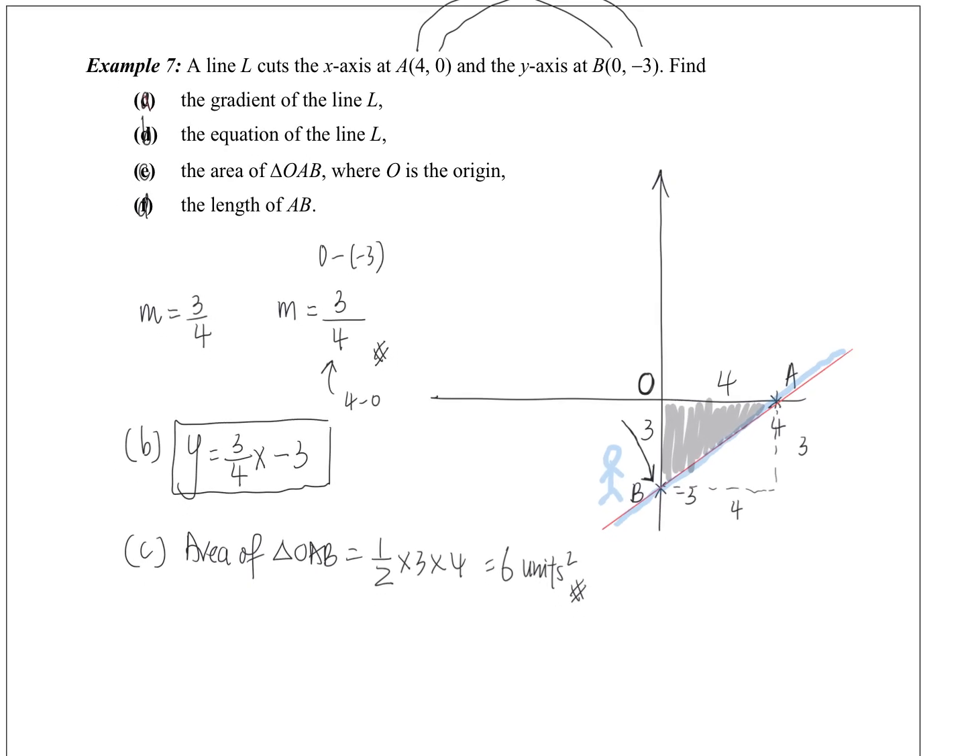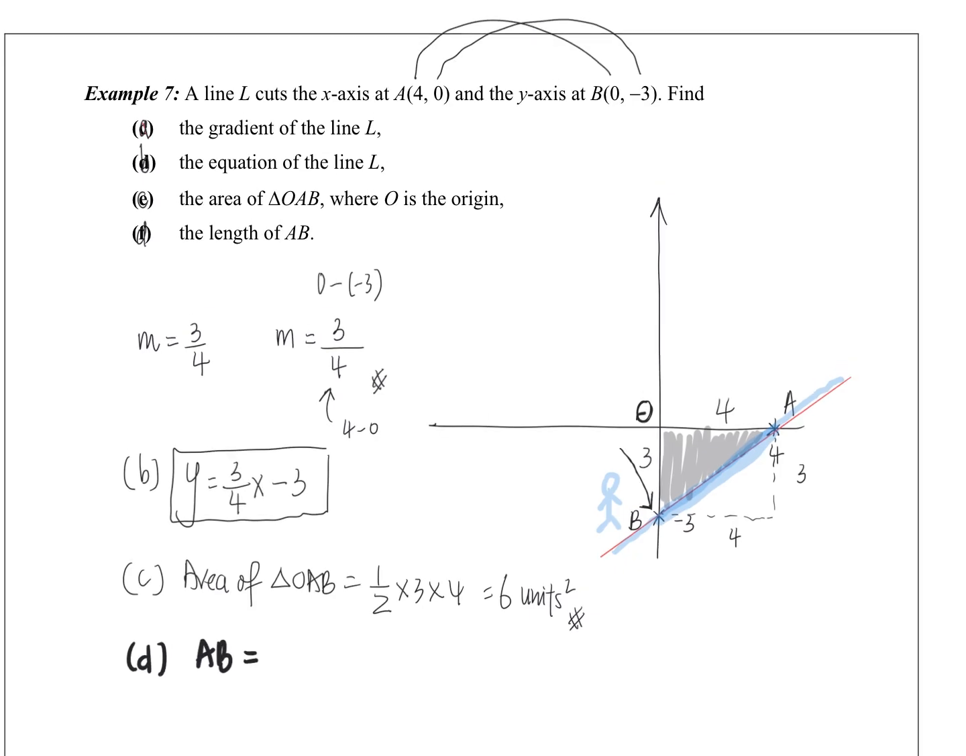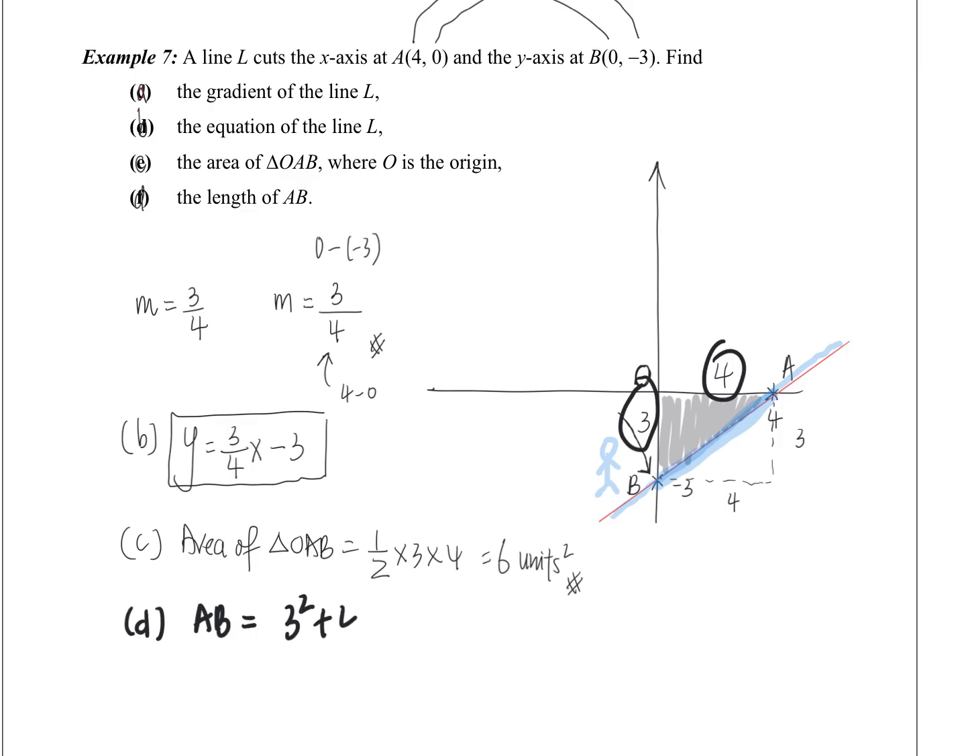Okay, we haven't really learned the length formula, but we can use Pythagoras theorem to help us. You all learned Pythagoras theorem in Sec 2. To find the length of AB, what will you do? Just a square plus b square. Yeah, so it's just a square plus b square and then you take a square root. So this is 5 units.